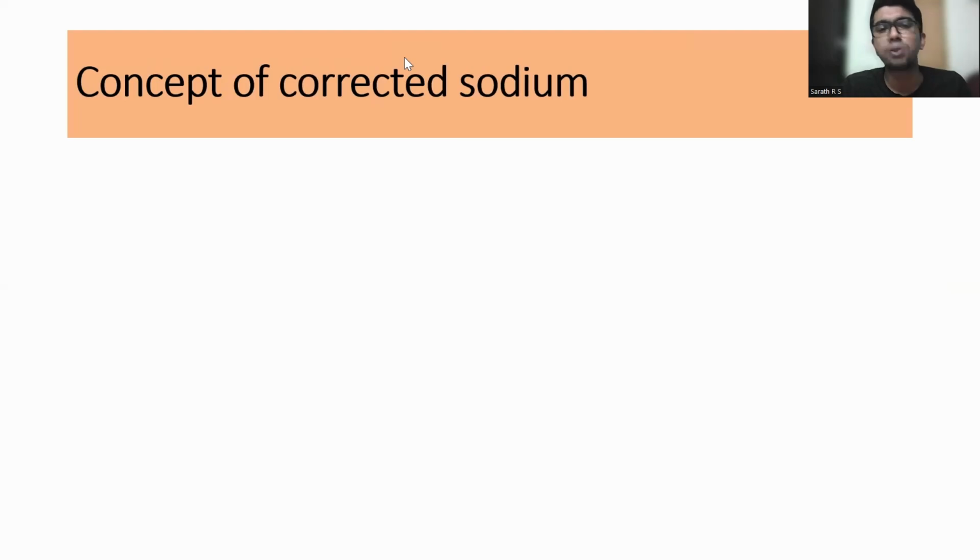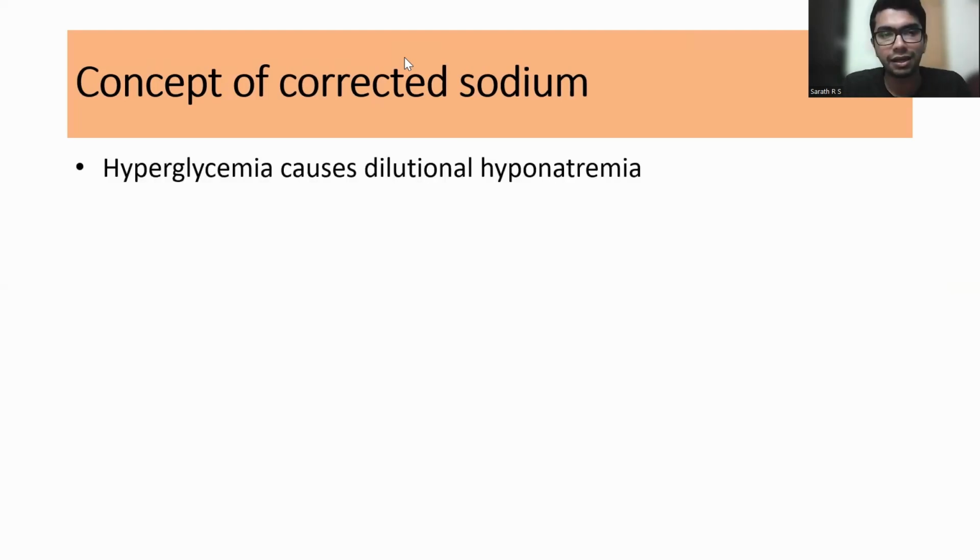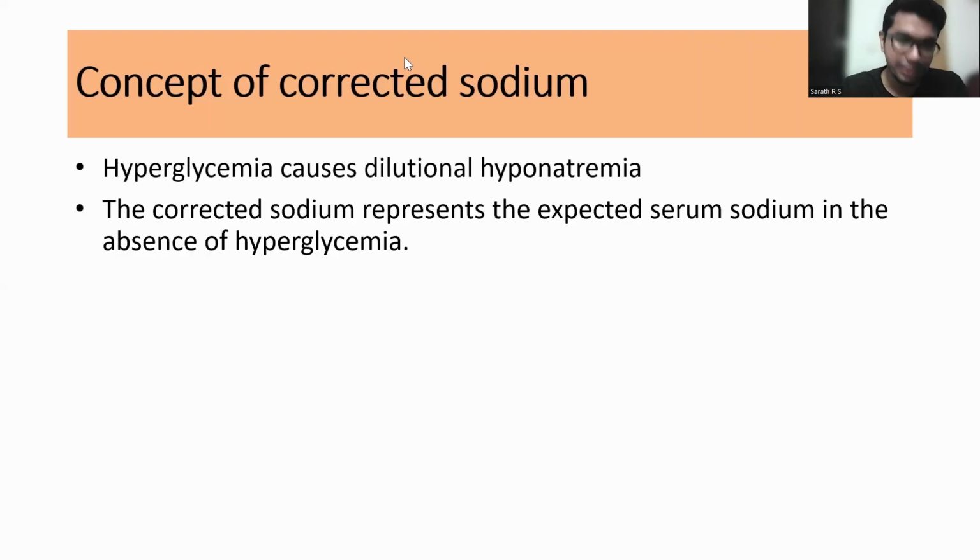Coming to the concept of corrected sodium. In DKA, there is increased serum osmolality due to high serum glucose, which will drag the fluid from the intracellular and interstitial compartment to the intravascular compartment. So what happens to sodium? Because there is excess fluid in the intravascular compartment, the sodium gets diluted and there is dilution hyponatremia. What is corrected sodium? Corrected sodium represents the expected serum sodium in the absence of hyperglycemia.